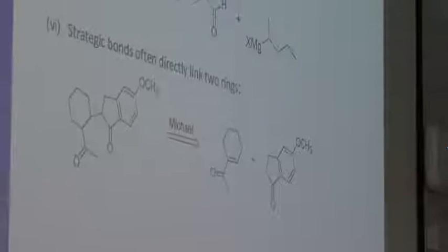Strategic bonds often directly link two rings. So here we can also see how they are connected. It's just a Michael addition. Another rule is do not disrupt aromatic rings in the target. If you do that, you will probably get some problems.